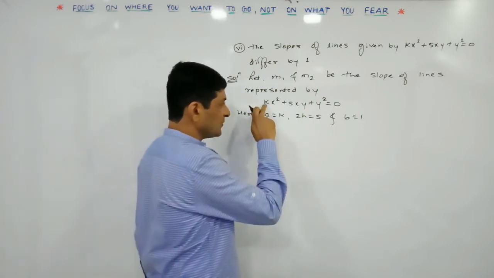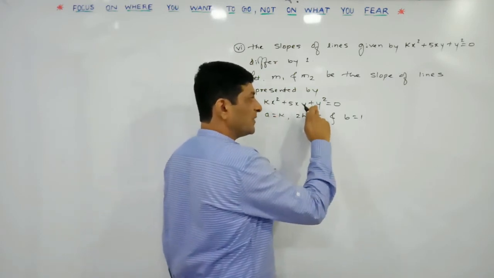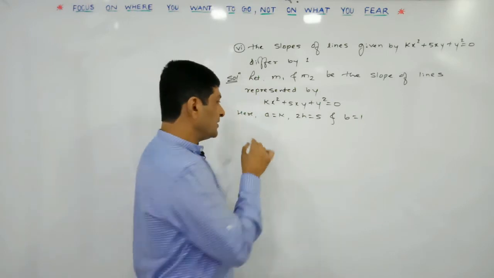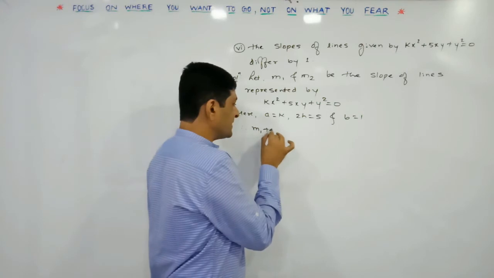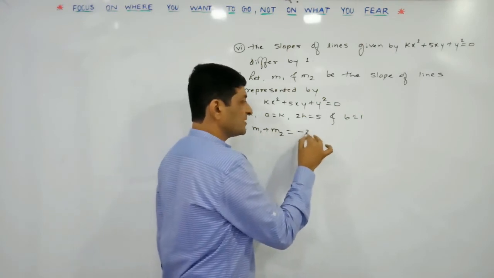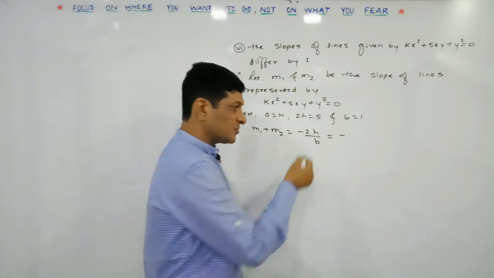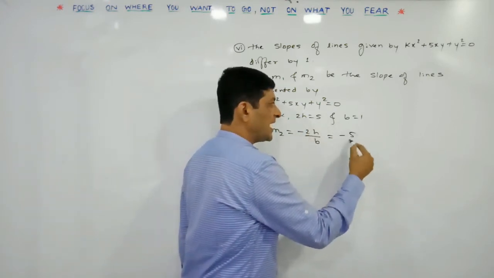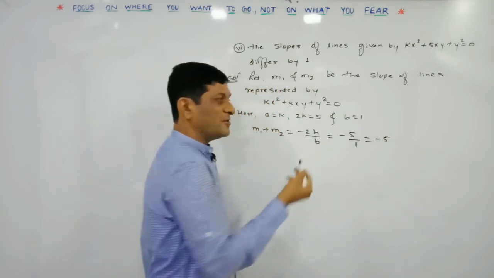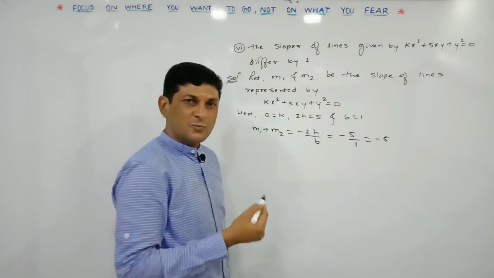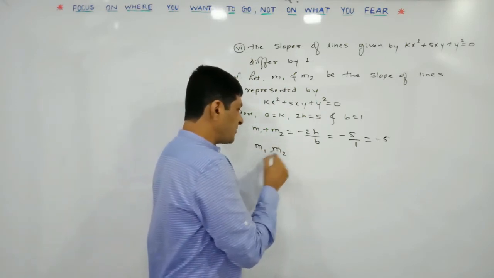From this homogeneous equation we can easily observe that a is equal to k, 2h is equal to 5, and b is equal to 1. Now we are finding the value of m1 plus m2. What is the formula to find m1 plus m2? Minus 2h upon b, which is equal to minus 5 upon 1, so the value of m1 plus m2 is minus 5. Now we are trying to find the value of m1 into m2. m1 into m2 can be found by applying which formula?